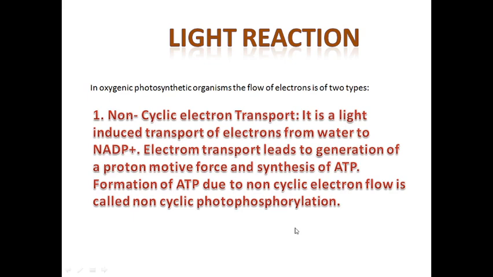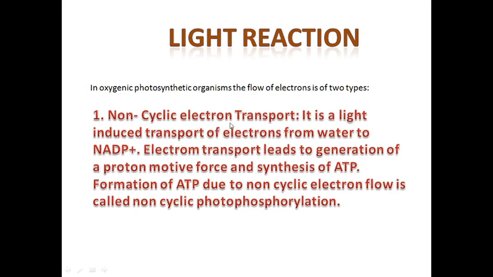So moving ahead, now we'll be starting with the light reaction. What is light reaction? It is actually the movement or the flow of the electrons across the different pigment systems, across different complexes in the thylakoid membranes, and the flow of the electrons in photosynthetic organisms is of two types. First of all, it's non-cyclic and cyclic electron transport.